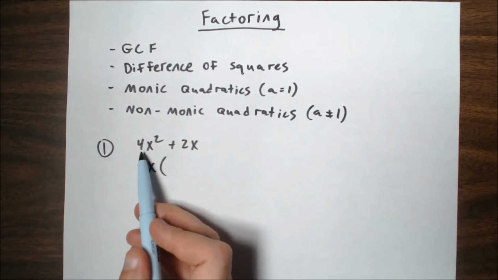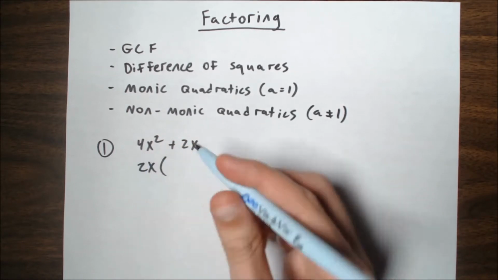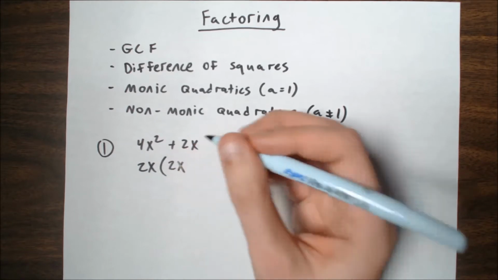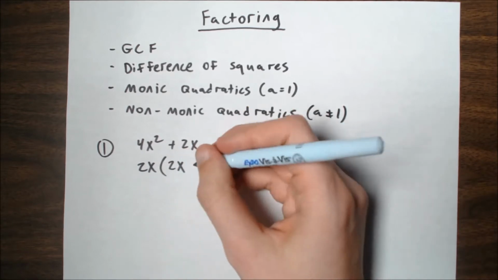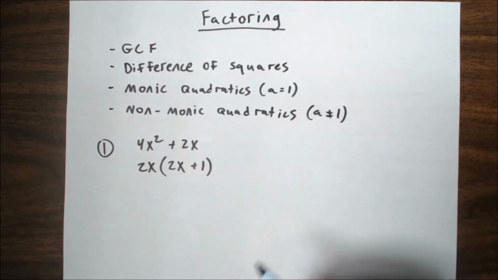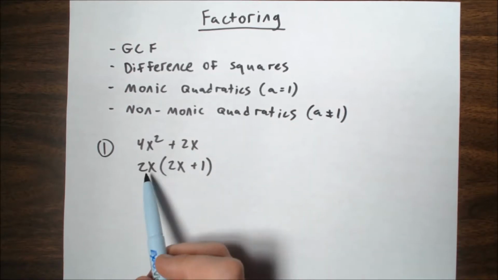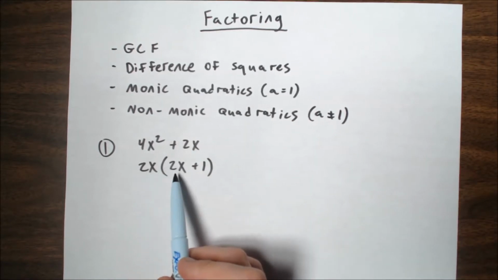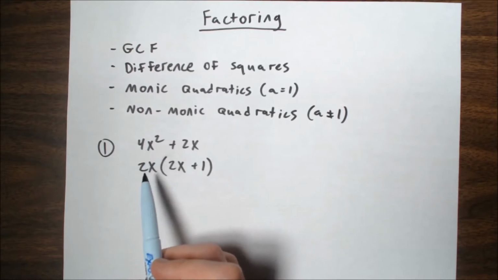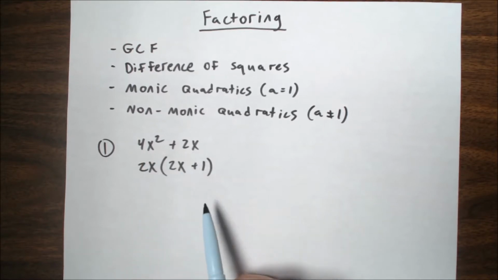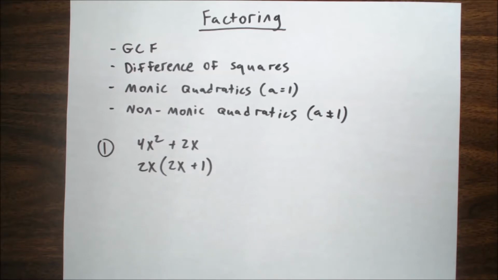All right, if I pull out a 2 and an x from this, what would be left is another 2x. And if I pull out a 2x here, that would leave a 1. So again, remember, if I were to distribute these, if I were to say 2x times 2x, I'd get 4x squared. And if I said 2x times 1, I would get 2x. Now in this case, that's all I can do.